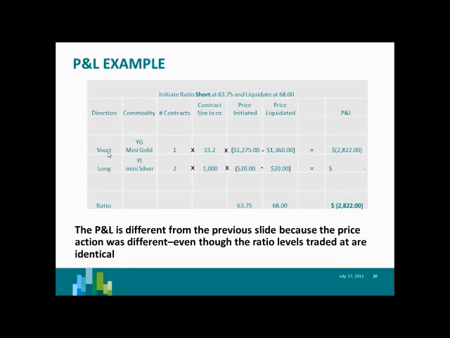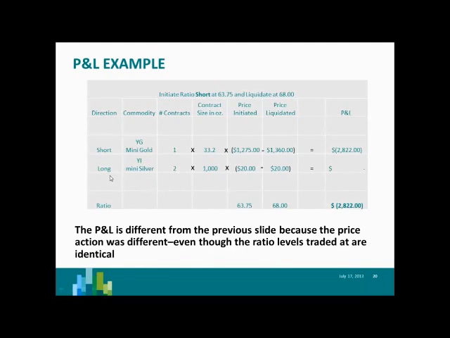I decided to go short the ratio. So I'm short one mini gold future right here. Contract size is 33.2 ounces, so I'll be 1 times 33.2. And in this instance, I initiated my short of gold at $12.75, and I had to buy it back at $13.60. So I lost $2,800 here.